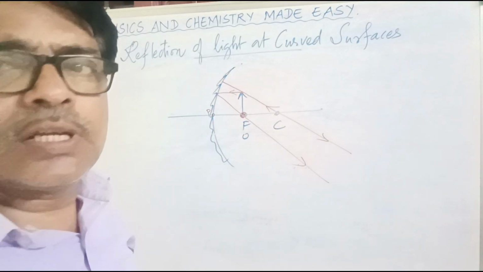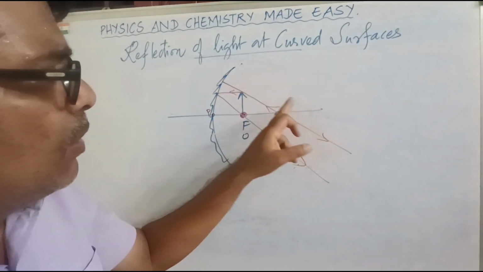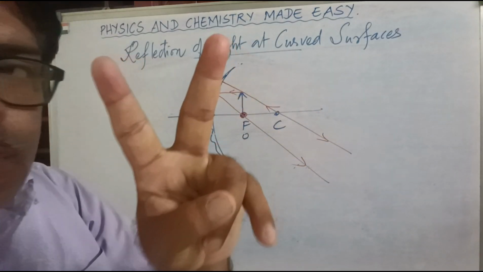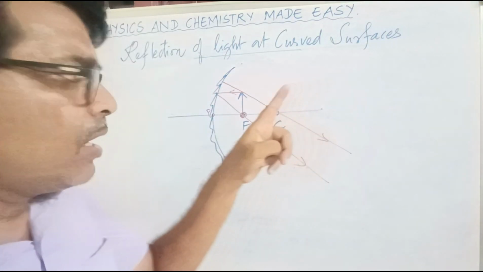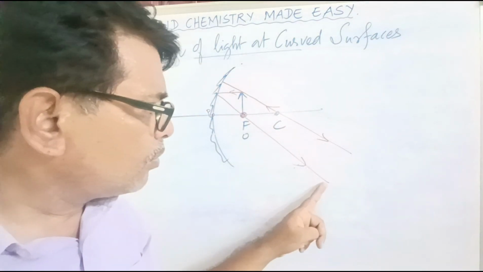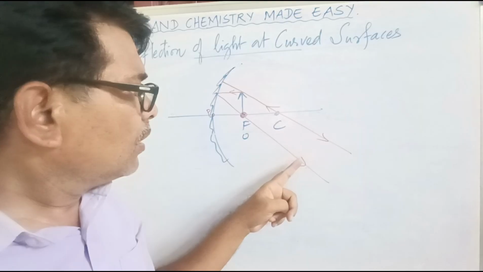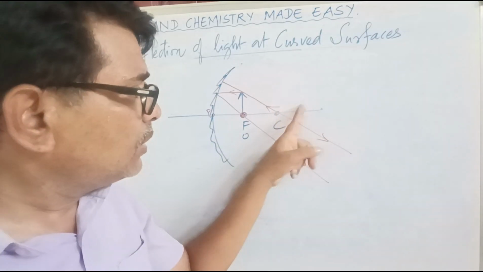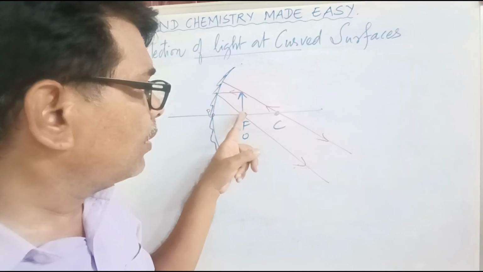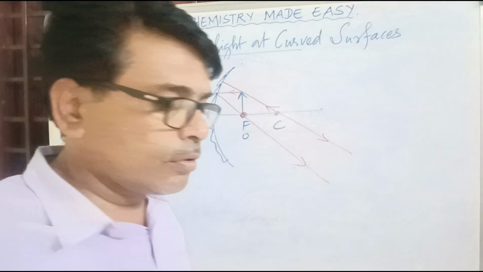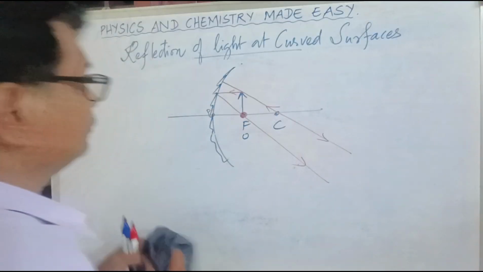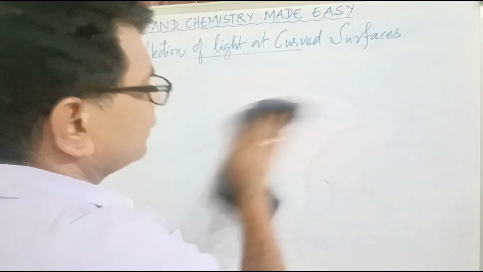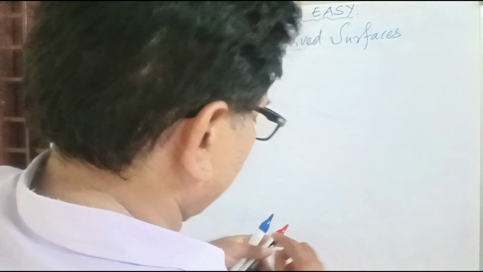Once again, for the object beyond C, on C, and between C and F, you have to use the first two rules. Rule 1, parallel through focal point. Rule 2 is through focal point parallel; you use it beyond C, on C, and between C and F. When you come across this point, you should not use your rule 2. The characteristic of this image is infinity.